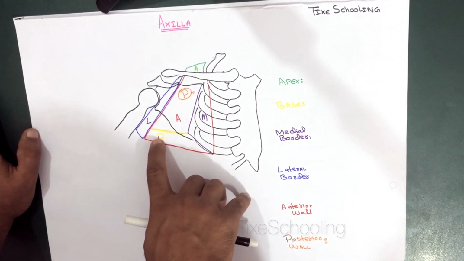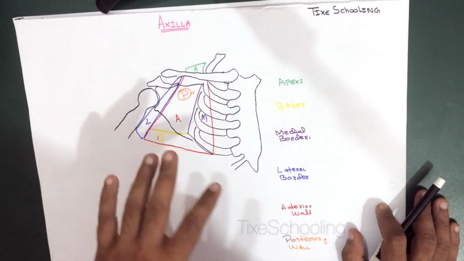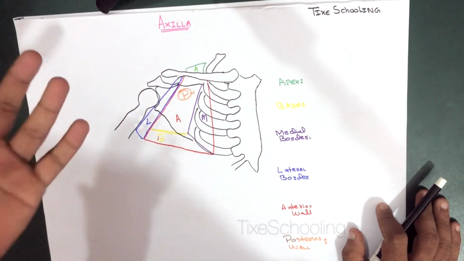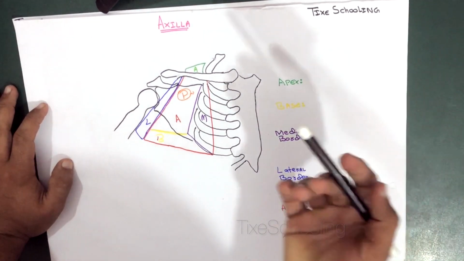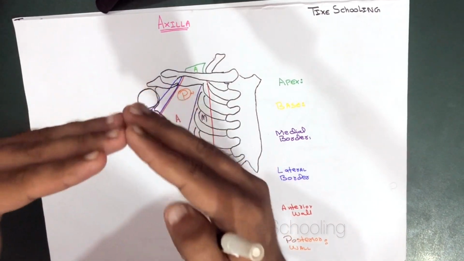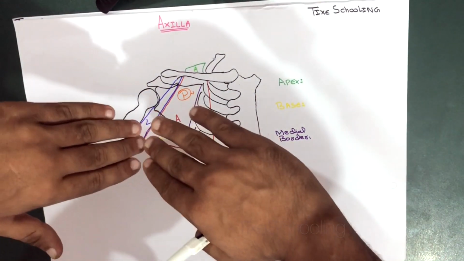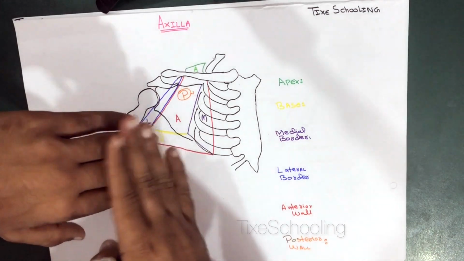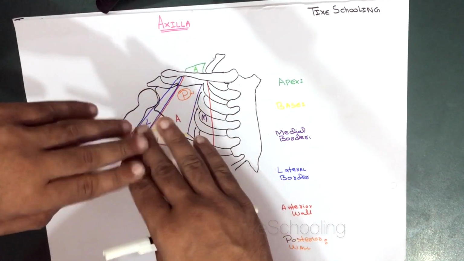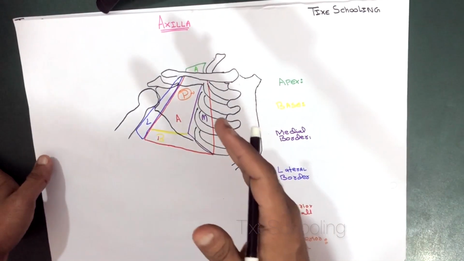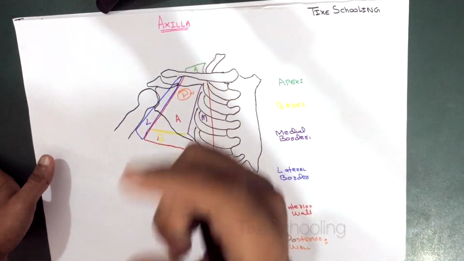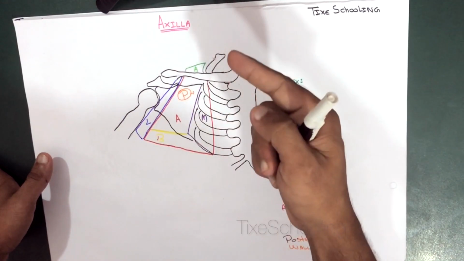Now let's move on to the base. The base is formed by the anterior axillary fold and the posterior axillary fold. The order is anterior and posterior. So your armpit has a skin fold like this on the base side. There is an anterior side and a posterior side. The anterior axillary fold is formed by the lower border of the pectoralis major muscle.